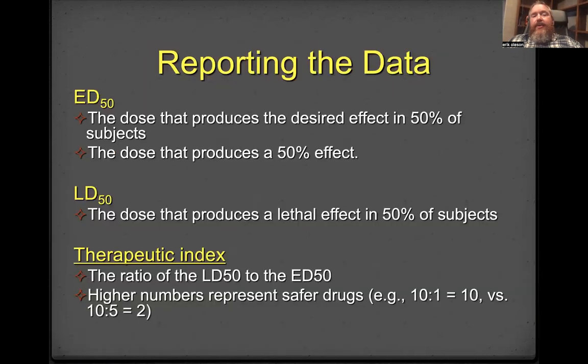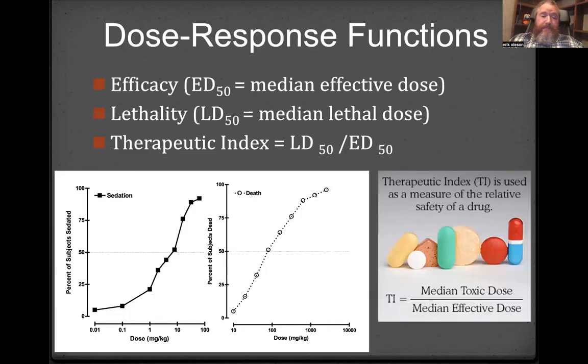ED50 is the dose that produces the desired effect in 50% of the subjects. The dose that produces a 50% effect, really, more than a desired effect. 50% maximal desired effect in 50% of the population. LD50 is the dose that produces a lethal effect or a toxic effect in 50% of subjects. Therapeutic index is the ratio of the LD50 to the ED50. So the higher the therapeutic index, the safer your drug.